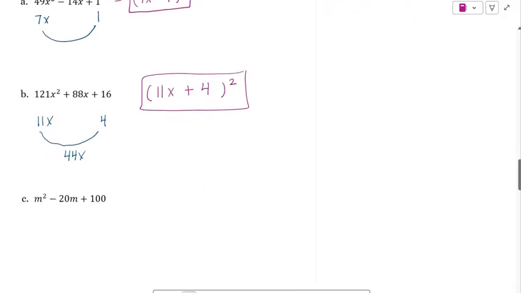All right, example C. The square root of m squared is m. The square root of 100 is 10. When I multiply these together, I get 10m, and doubling that gives me the middle term. Notice that it's a minus, so that means that I'll have a minus sign in the middle of these two terms.